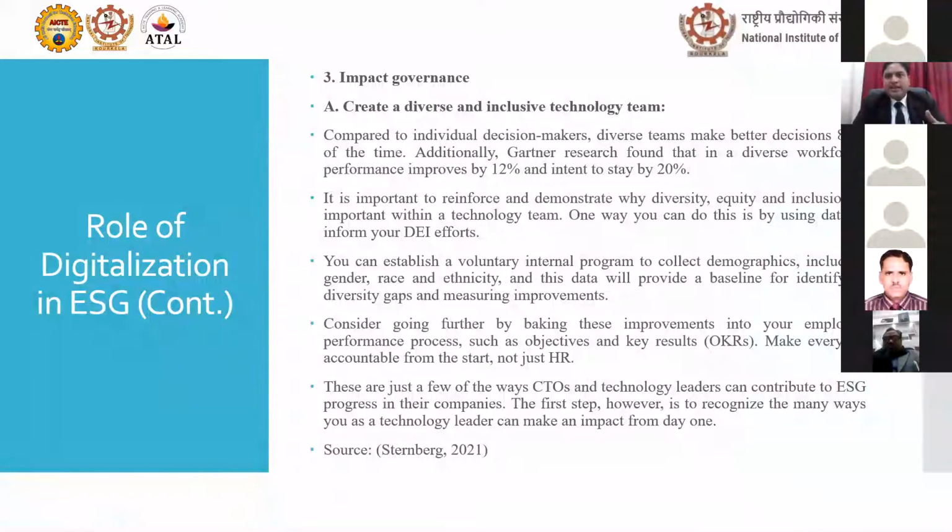They're telling 87% of the time. Additionally, Gartner research found that in a diverse workforce, performance improves by 12% and intent to stay by 20%. See, if you have a diverse workforce, performance can increase by 12%, and they can be more stable in the organization.